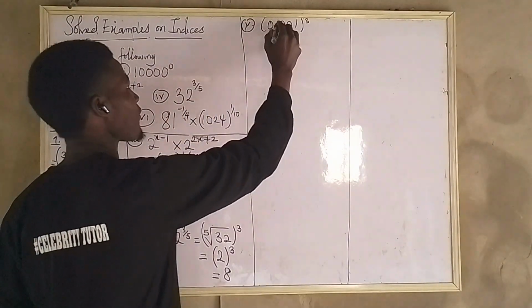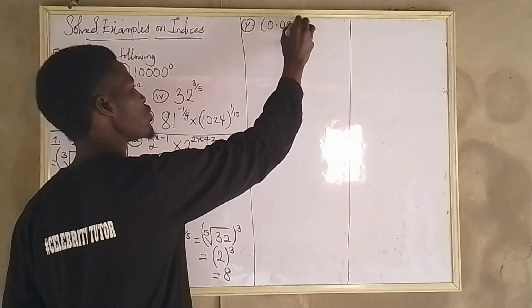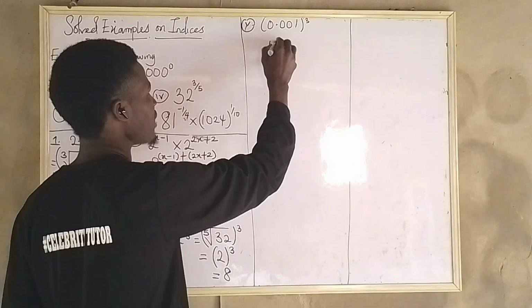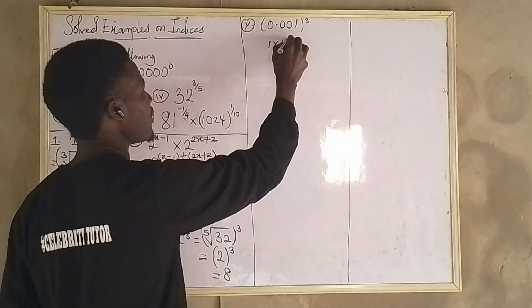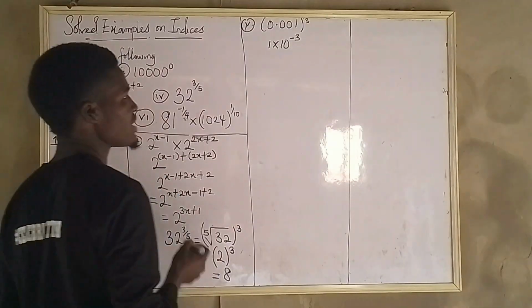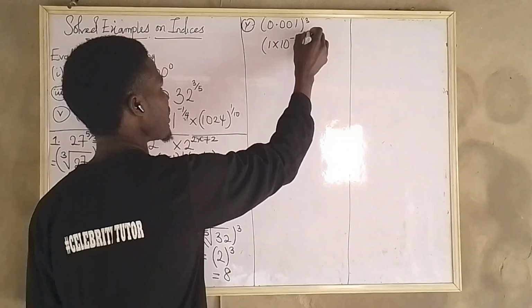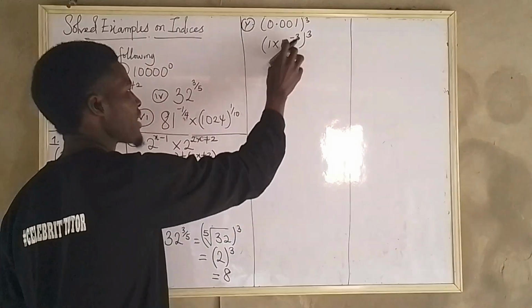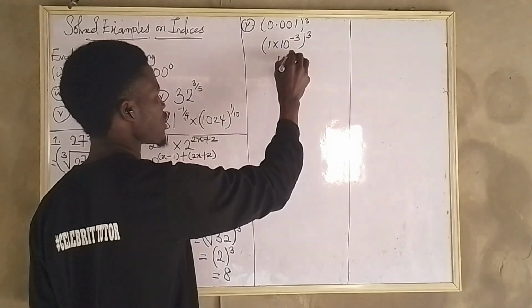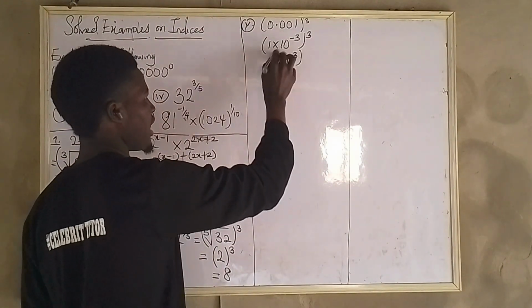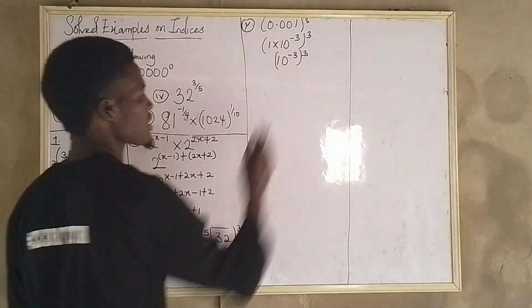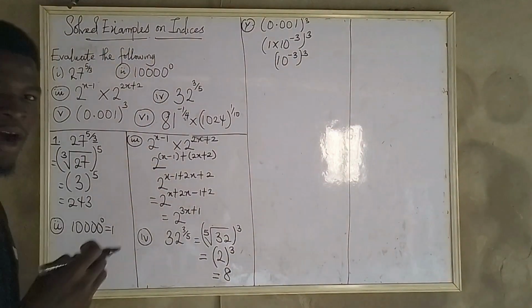To turn it into standard form, I'm going to have 1, 2, 3. So that means I'm going to have 1 times 10 raised to power minus 3. Are you seeing that now? 1 times 10 raised to power minus 3. Then power 3. I see. 1 times 10 raised to power minus 3 is the same thing as 10 raised to power minus 3. And then power 3. You can see that this has now become power law.